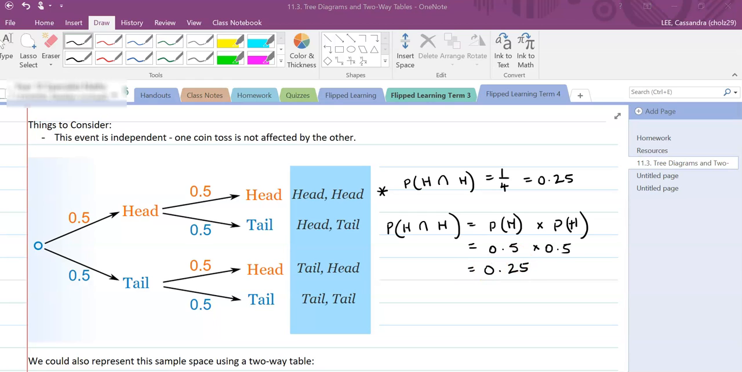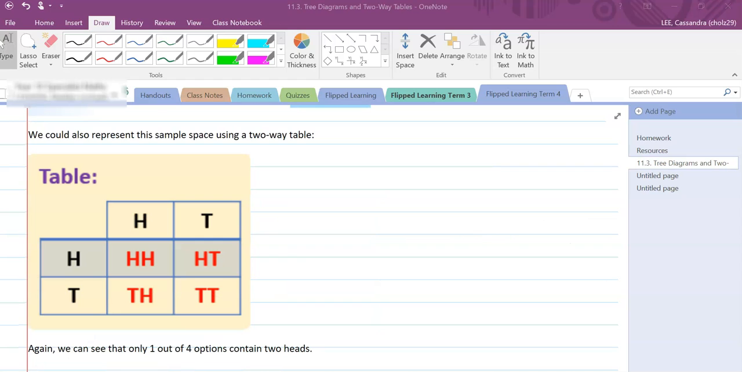If we wanted to, we could model this situation in a slightly different way by using a two-way table, and we should still get the same information. So this is the exact same scenario now, except using the two-way table. And again, we can see that the probability of getting two heads is going to be 1 out of 4.